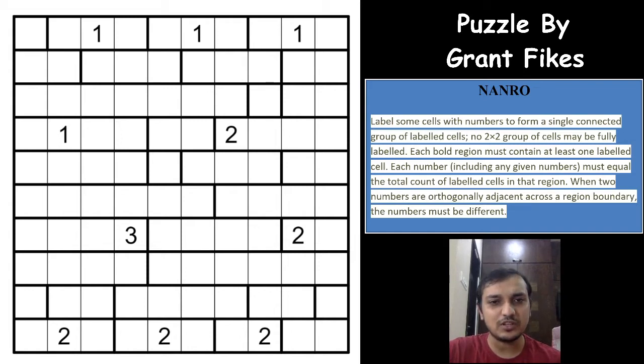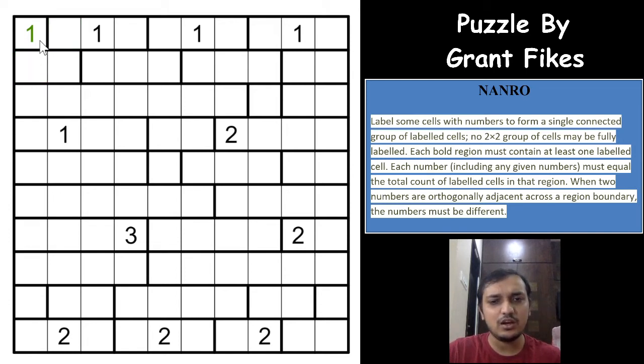Coming to the puzzle, according to the rules, we have to place digits in this grid. Not all white cells will have digits; there will be some empty cells too, and all the digits in the grid have to be connected to each other. So you cannot have a number, for example a 1 here, and no number at this place. This one has to be connected to all other numbers in the grid.